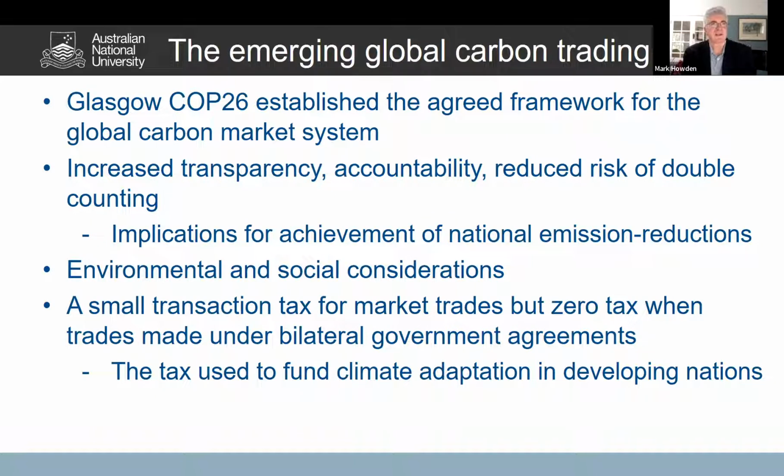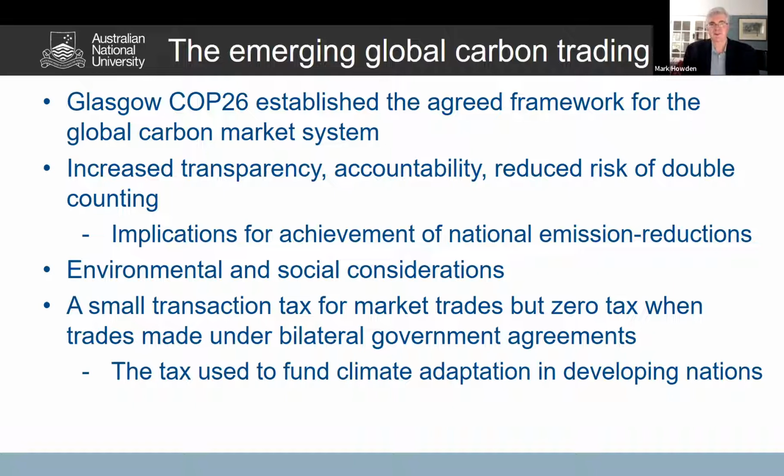Now, I just want to focus a little bit on the global carbon trading regime that's emerging. So this was a long time coming. It was initially tried to be developed in Paris, in 2015. It's taken all this time to essentially get approved. It's one of the Paris rulebook arrangements. And what happened in Glasgow just a few weeks ago was essentially the framework for the global carbon market system was agreed. In particular, what that does is establish increased transparency, increased accountability, and reduced risk of double counting for emissions which are traded across national borders.